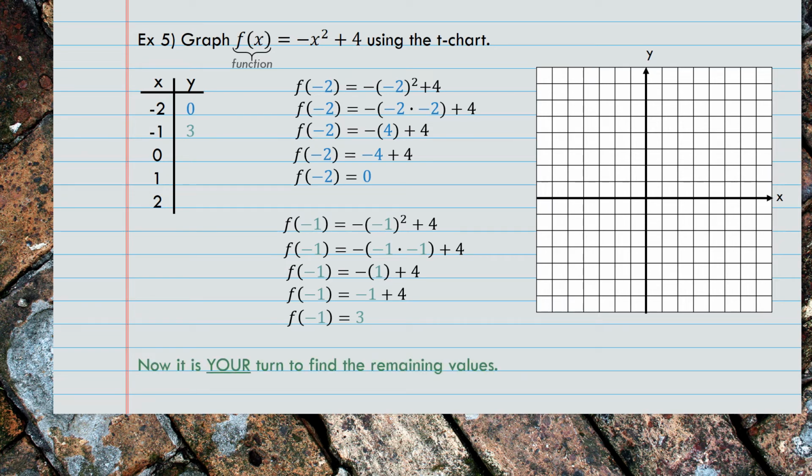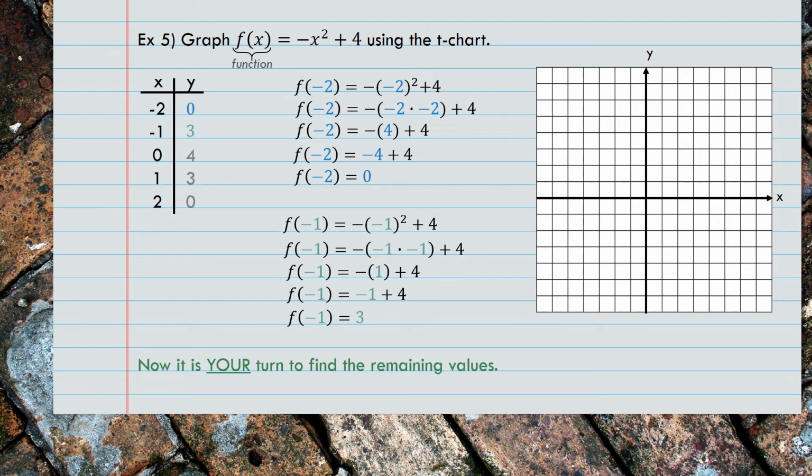Now it is your turn to find the remaining values. Hopefully you found the corresponding values. When x equals 0, y is 4. When x is 1, y is 3. When x is 2, y is 0.